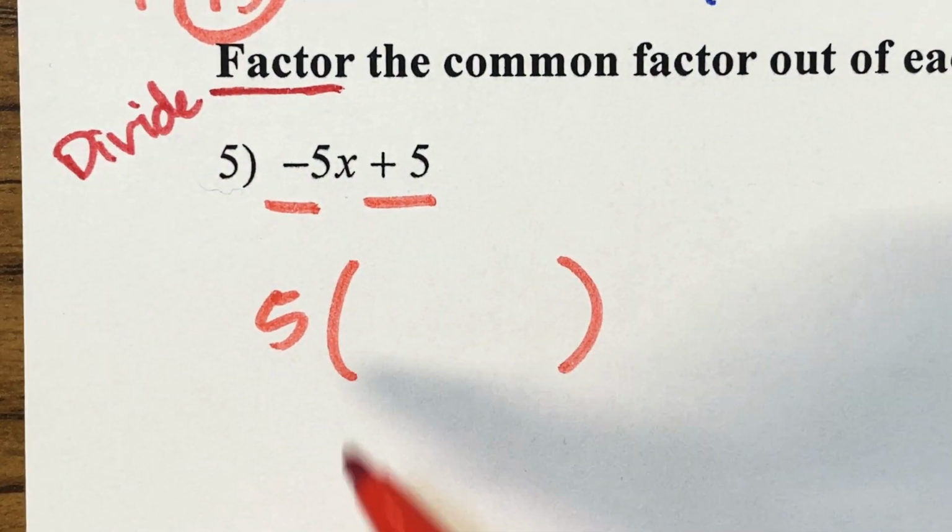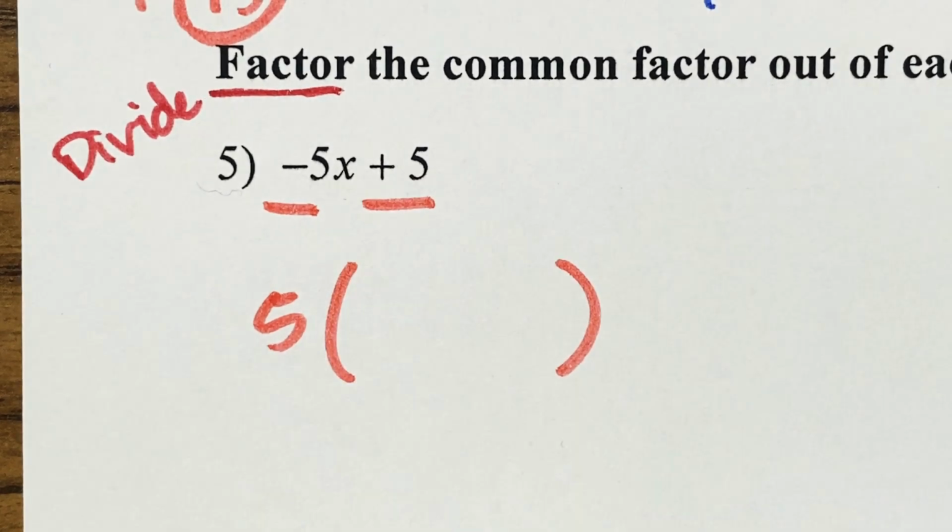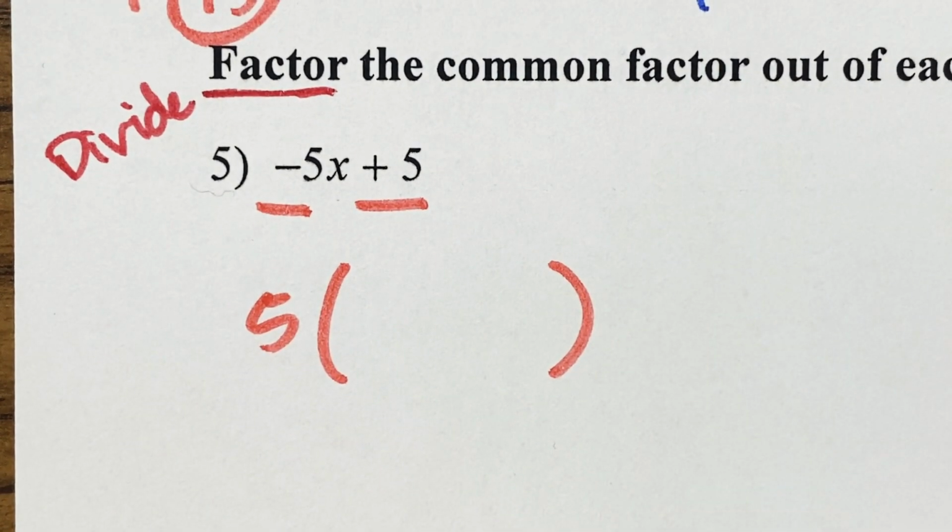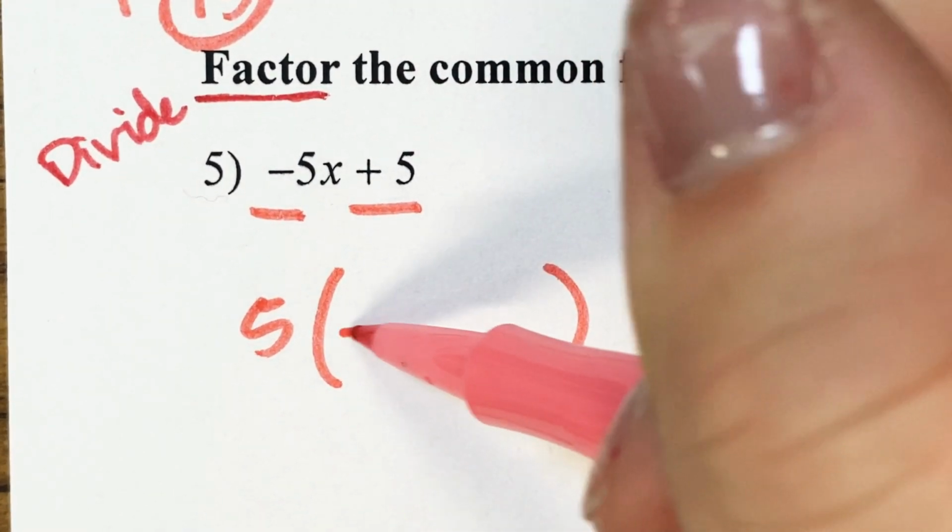Okay, so let's take -5 divided by a +5. -5 divided by +5 is going to give me -1.